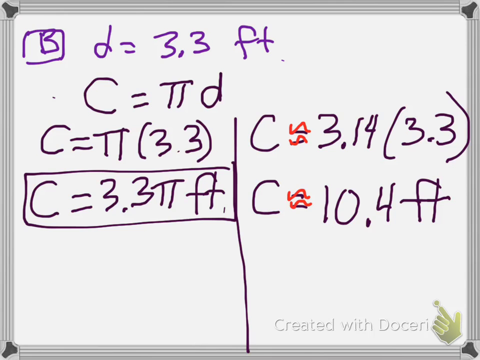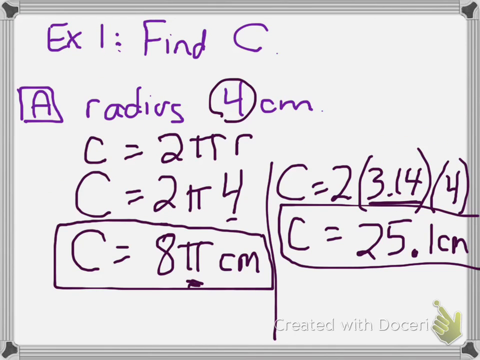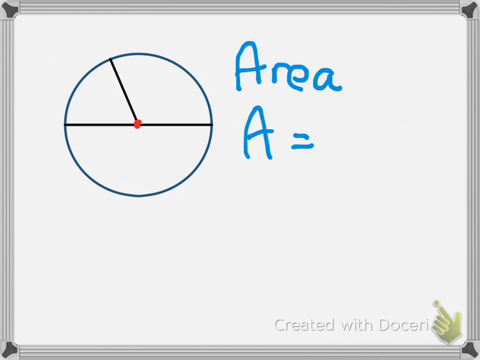Their circumference is equal to 3.3 pi. We're going to change it on this one too now. So the circumference is really 8 pi centimeters. It's about, when we round pi, 25 1/10 centimeters. Okay? One more formula tonight.